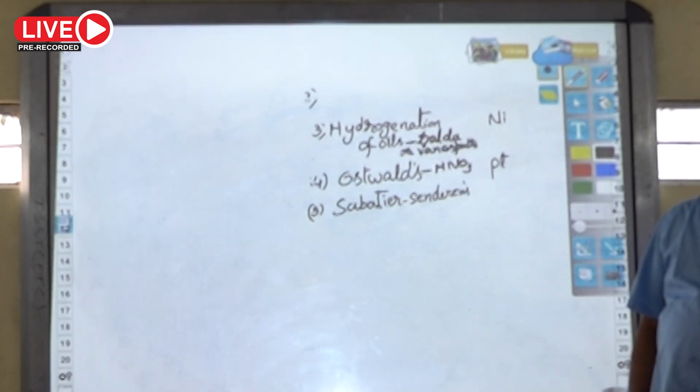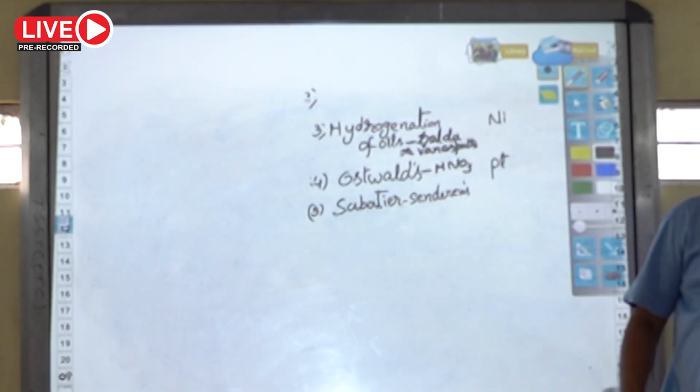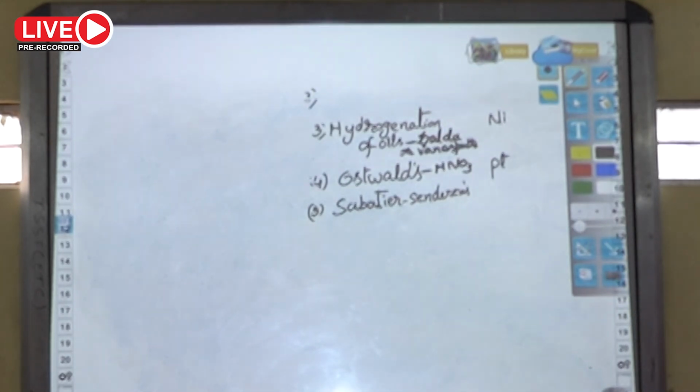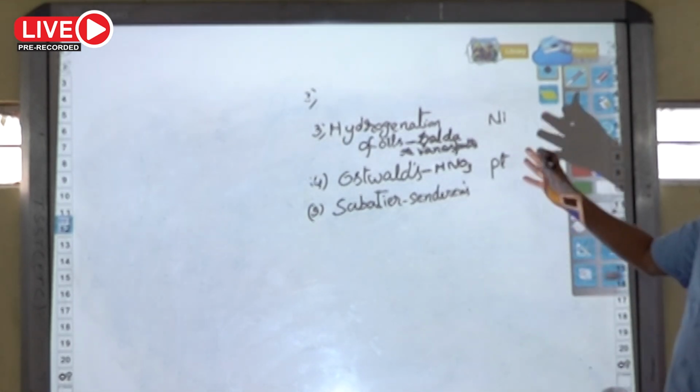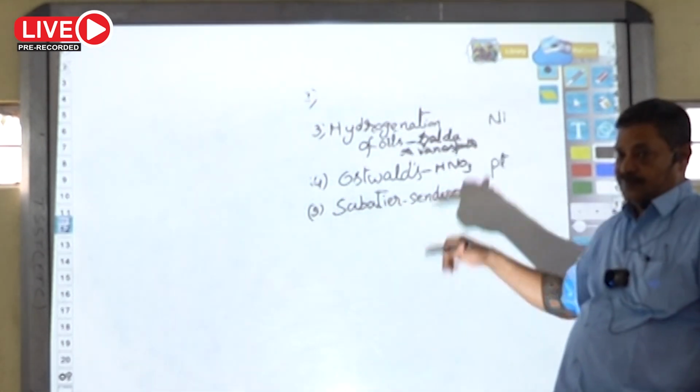Vegetable oils are converted into vegetable fats. Ghee is an animal fat. So whether it is cow ghee or buffalo ghee, it is an animal fat. You have vegetable fat called dalda or vanaspati, where the vegetable oils are hydrogenated by passing hydrogen gas in the presence of nickel catalyst. It converts into a solid. That solid is called dalda.